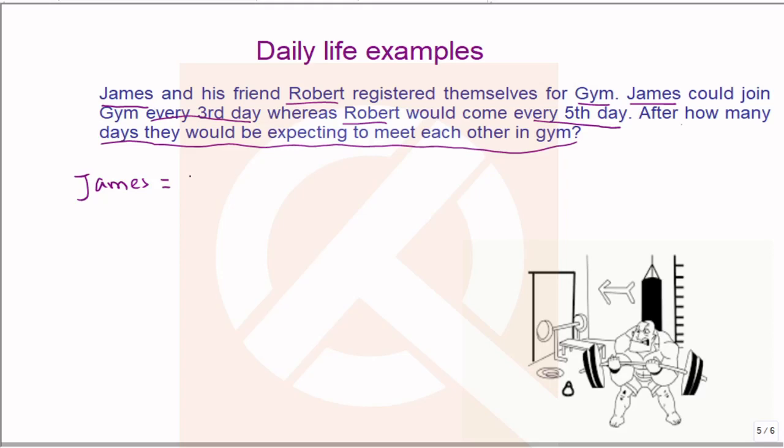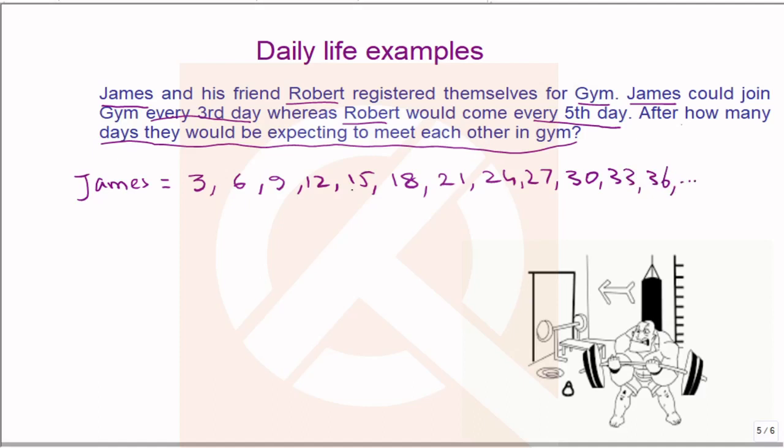So it means if he is joining the gym on 3rd of March, the next day he'll be joining the gym on 6th March, and then 9th March, 12th March, 15th March, 18th. Now it looks like this is a times table of 3. So we are completing the times table of 3: 21, 24, 27, 30, 33, 36, and so on.